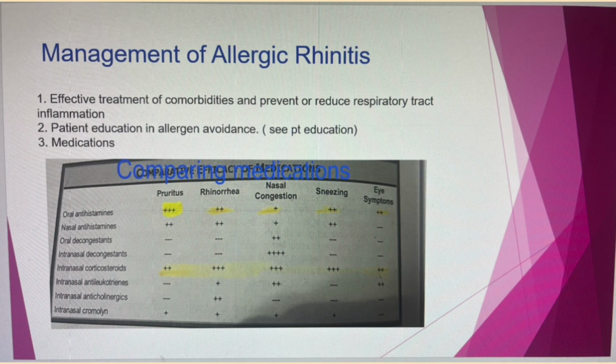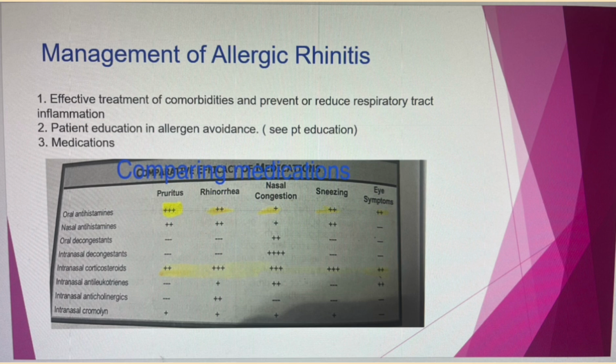Number 3, medication. You can see a comparison table. There are eight types of medications and 5 symptoms: pruritus, rhinorrhea, nasal congestion, sneezing, and eye symptoms. If you know this table and the advantages and disadvantages of each class of medication, it's easier to choose medication. This table shows which medications work for each symptom.